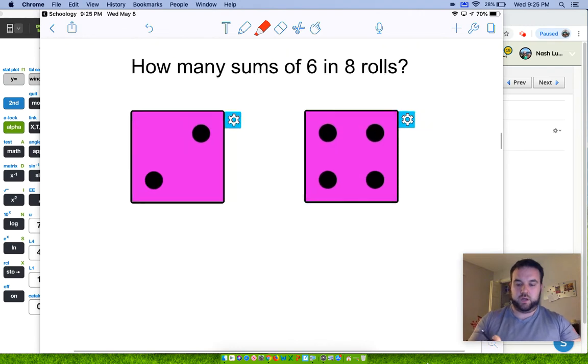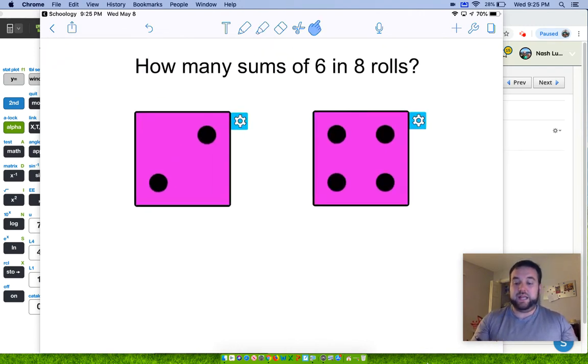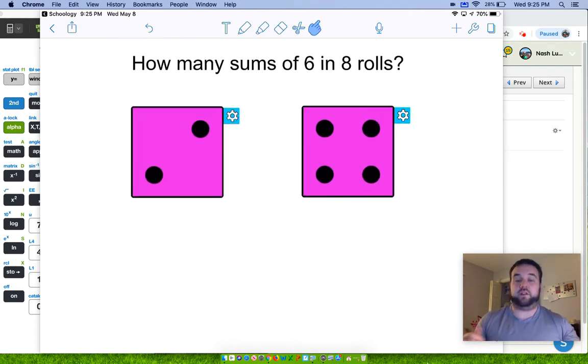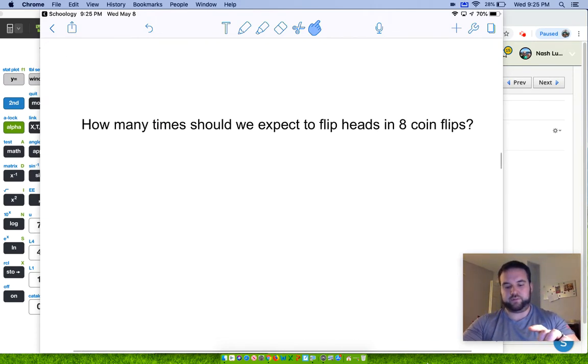Okay. Again, here's one we're going to skip. If I roll those 2 dice 8 times, how many times will I get a 6? It's an interesting problem to talk about experimentally, and it's an interesting problem to talk about theoretically, but we're going to actually run this experiment, so we're going to skip over this.